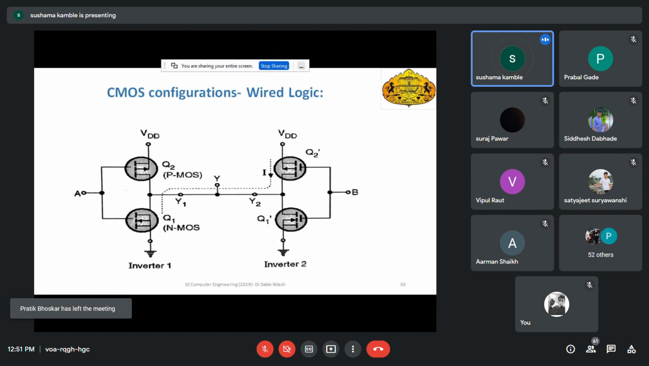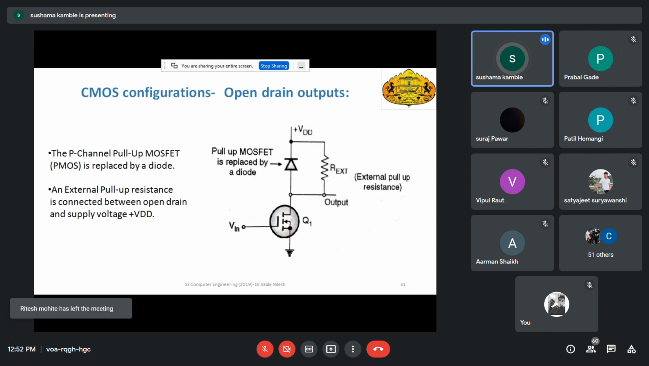Because of this, what is the conclusion? That wired logic should not be used for CMOS logic circuits. Got it? What is our conclusion? That wired logic can't be used for CMOS logic circuits. Is it clear? Yes, ma'am. And now this is the last point from the CMOS configuration, that is open drain outputs.